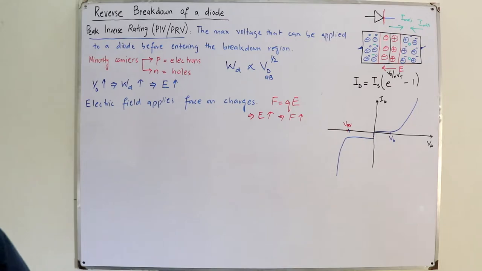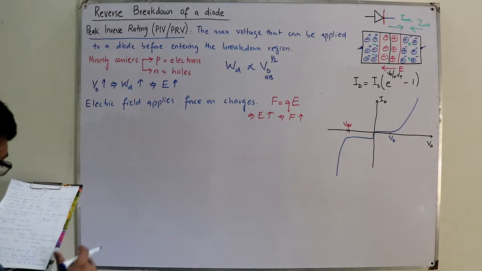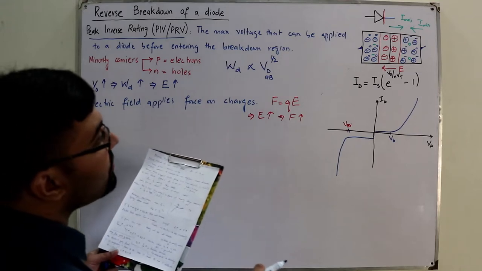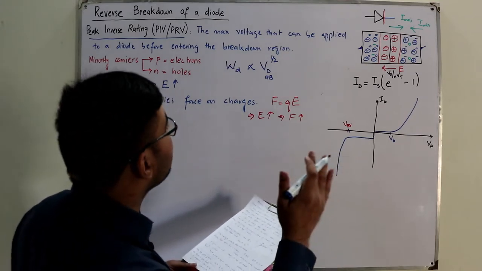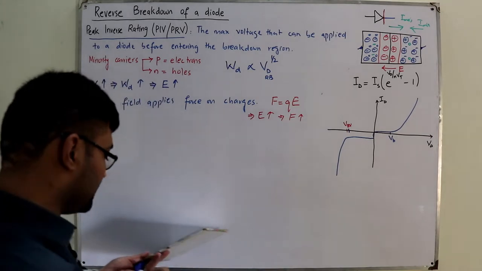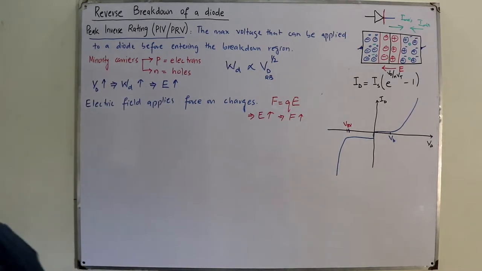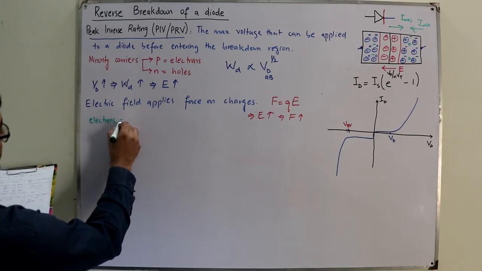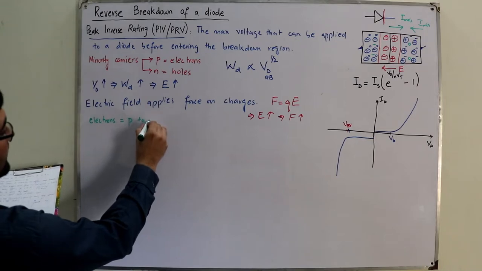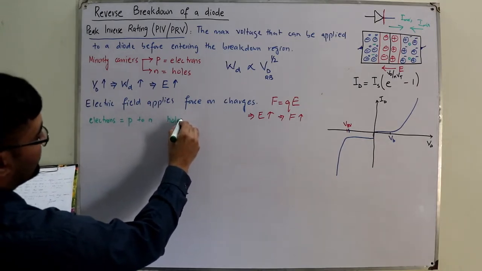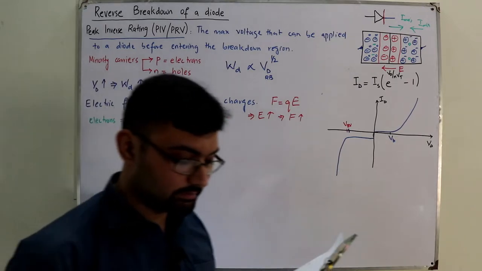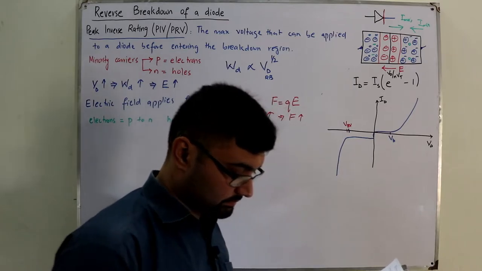After this, what happens is that holes and electrons in the reverse bias region, the minority we are talking about, the electrons would move from P to N side and the holes would move from N to P side. This I've already told you, but let me write it over here as well, that the electrons would go from the P to N side and the holes would go from N to P side. Fine.